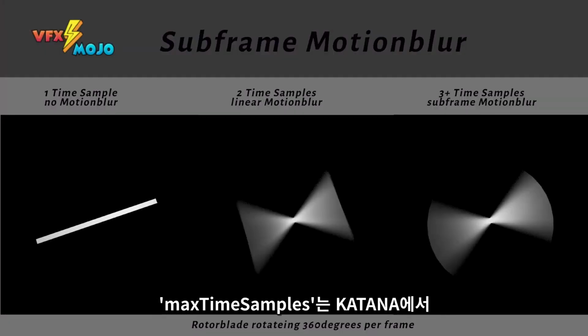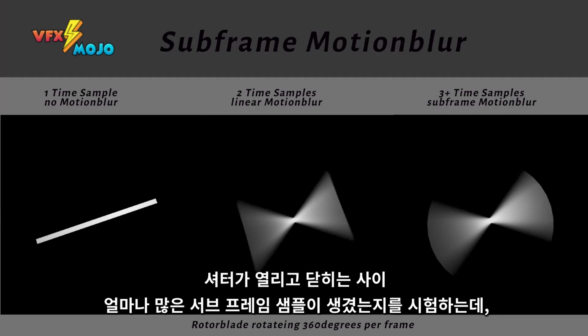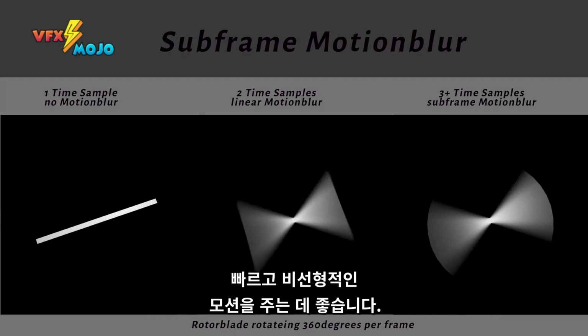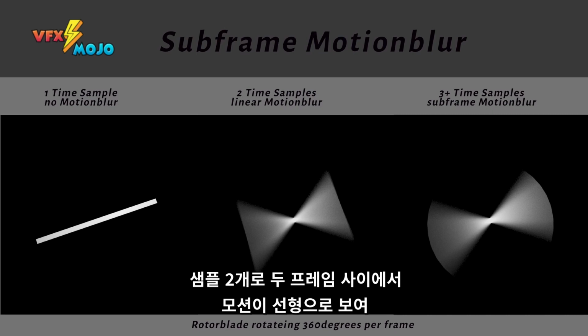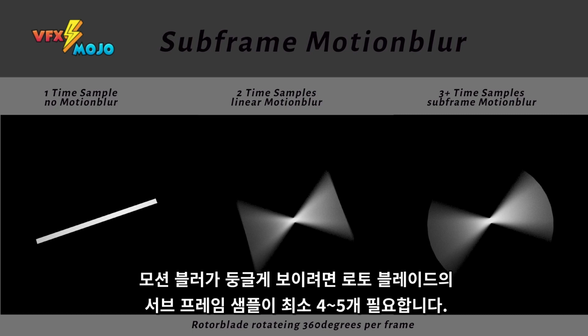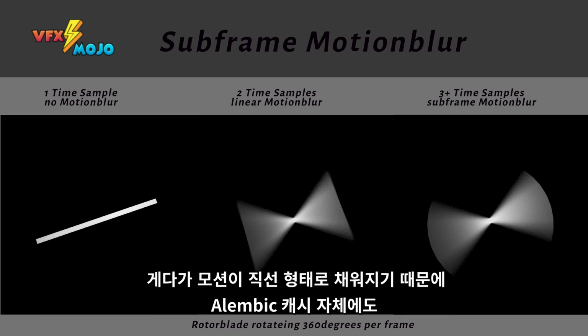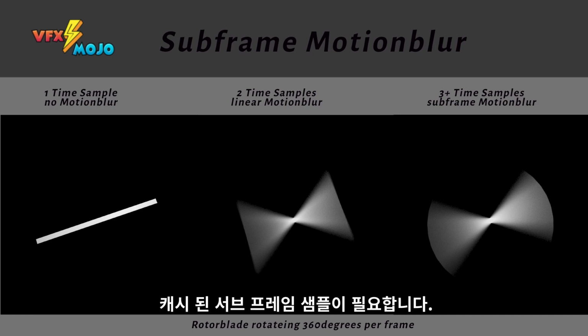Max time samples tells Katana how many subframe samples to sample between shutter open and close. This helps with fast, non-linear movements. A classic example are the rotor blades of a helicopter. With 2 time samples, you would get a linear motion between 2 frames. So you need at least 4 to 5 subframe samples for rotor blades to get the typical rounded motion blur look. Additionally, your Alembic cache itself needs to have subframe samples cached, since the motion is interpolated in linear fashion.